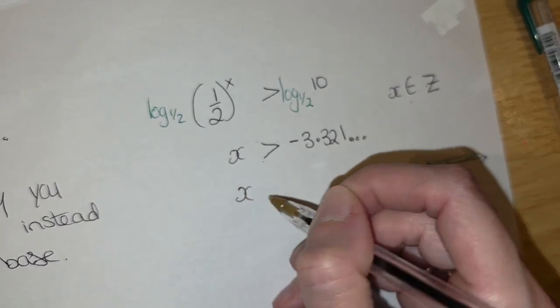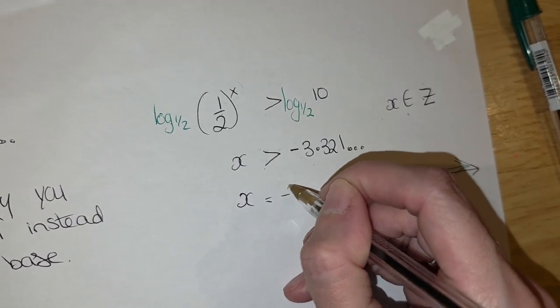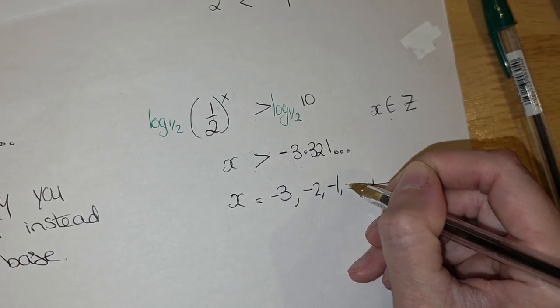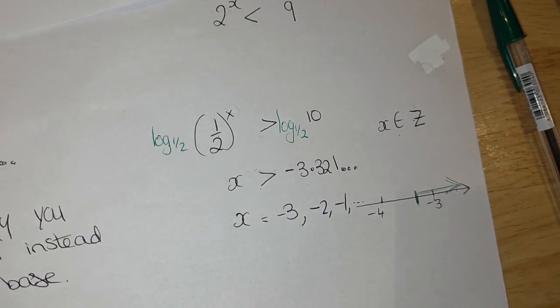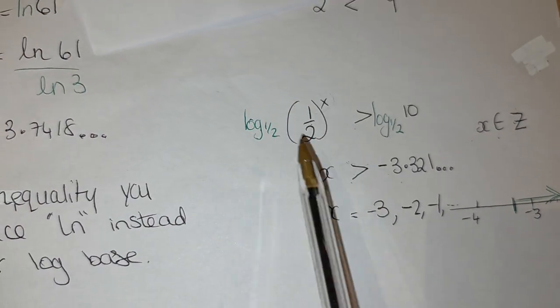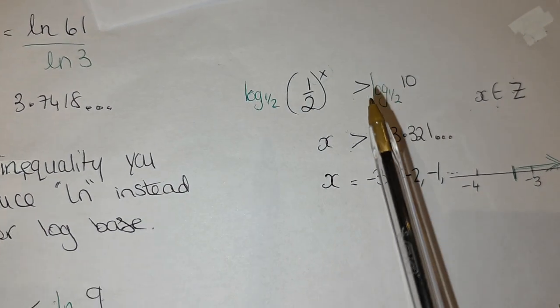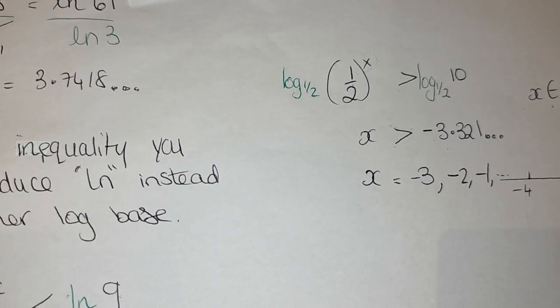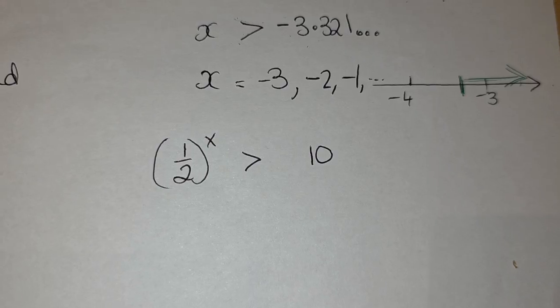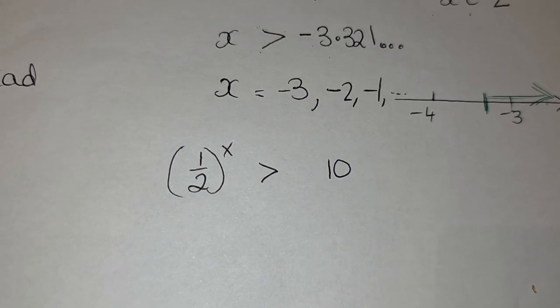So that means x could possibly be minus 3. Could be minus 2. Could be minus 1. 0, 1, 2, 3, 4, 5. Okay, up to infinity. Now, I'll just show you why this is not the correct answer. I'm going to do it with the introduction of the natural log, and I'll show you how I get a different answer. Okay, so put down the inequality again, and I'm going to introduce ln on both sides.